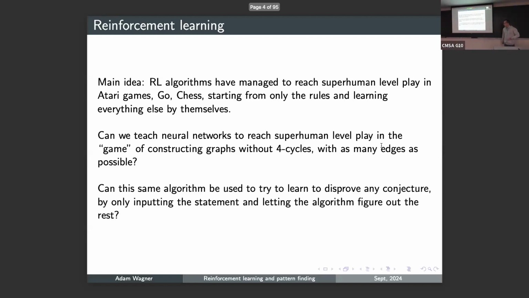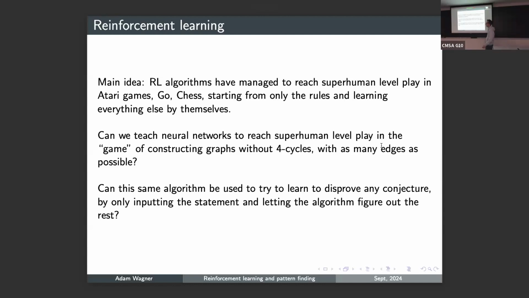The reason this would be good is that if this method works, then this would give a very general approach we can take to attack any problem that could potentially have a counterexample. So that's what we're going to try to do here today. We are going to take problems in mathematics, conjectures, phrase them as games, and tell the reinforcement learning algorithm: please try to get good at the game of finding counterexamples to this conjecture. The more edges, the better.